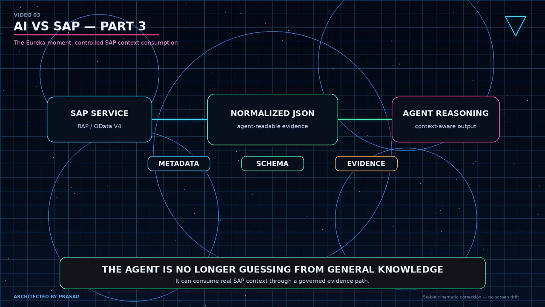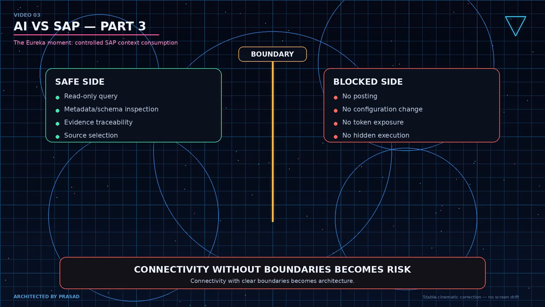Now, the agent was not only answering from my general knowledge. It could discover a real SAP service, read the metadata, understand the schema, query controlled information, and use the evidence inside an agent workflow. This is the foundation for serious SAP agent design, not magic, not demo confidence, but a governed connector, a controlled boundary, a readable schema, a reliable evidence path.